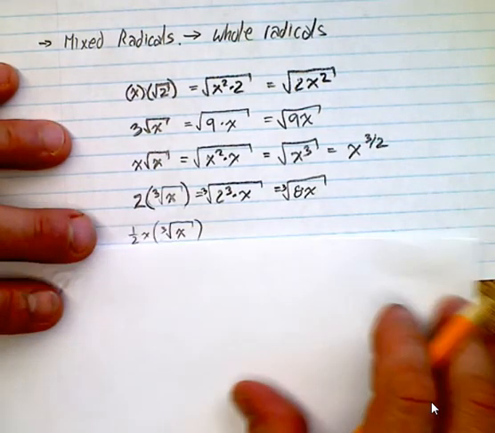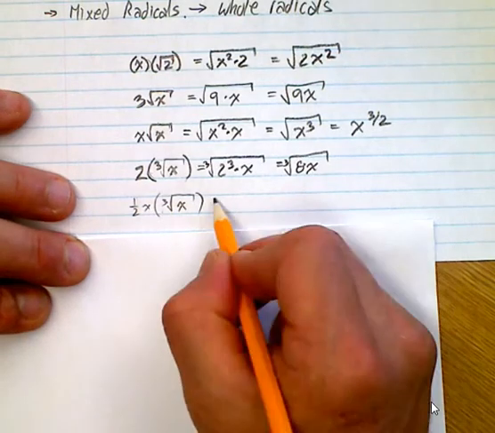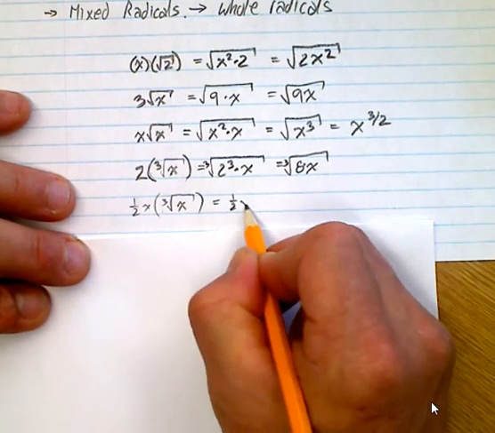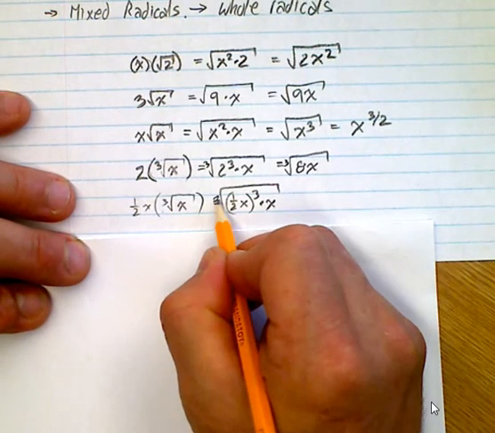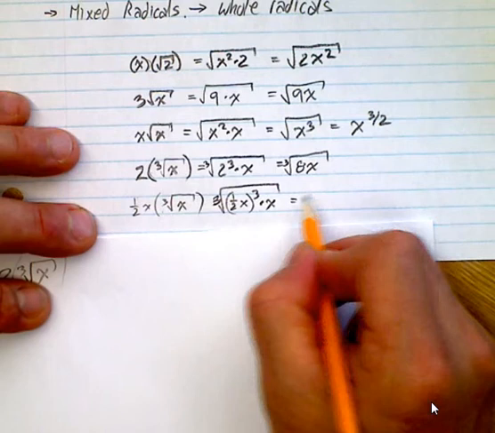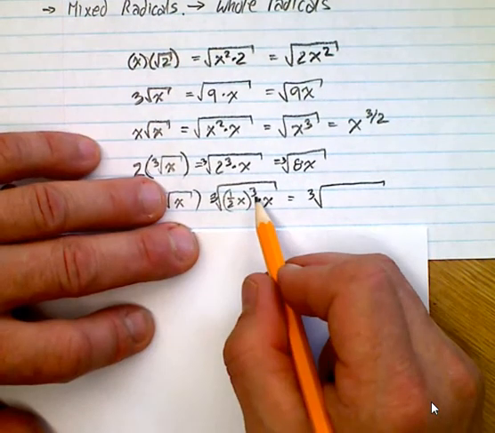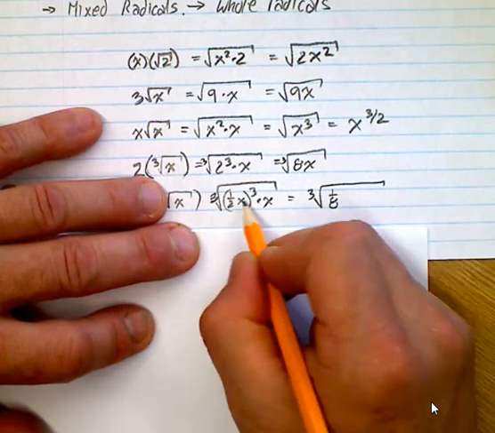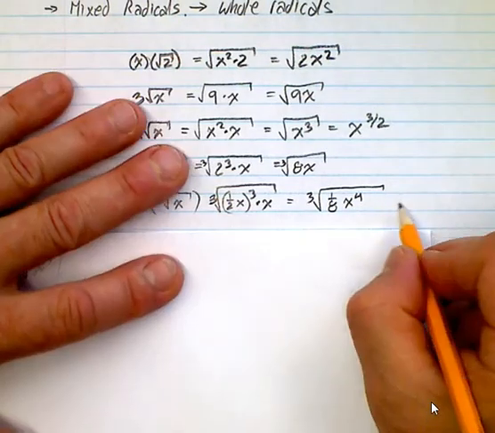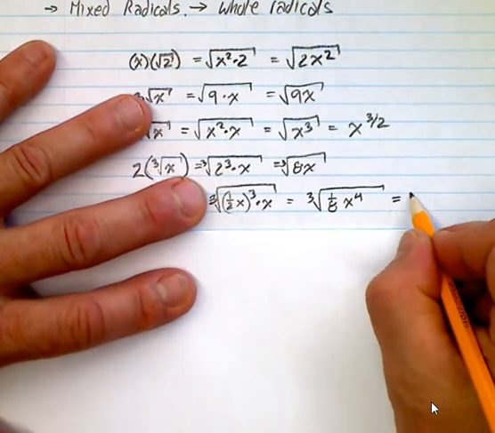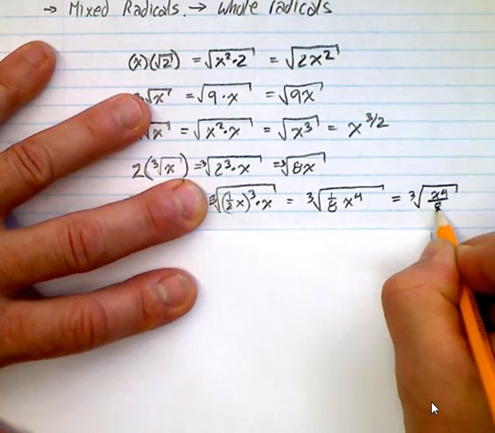Okay, let's look at the last one here. 1/2 x, I want to put that back in there. So I have to go 1/2 x cubed times x, and it's going to be the cube root there, right? Which is going to be equal to the cube root of, well, 1/2 cubed is 1/8, x cubed times x is x to the power of 4. There you go. You can rewrite this a couple different ways. So it's going to be the cube root of x to the power of 4 over 8, right?